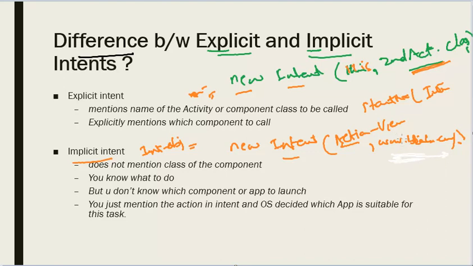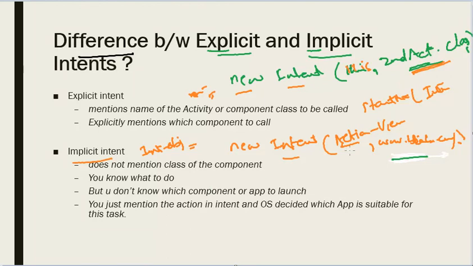In the explicit intent, you mention the name of the class that you want to call. It can be anything. It can be an activity, a broadcast receiver, or a service that you want to call, like a background service. But in the case of implicit intents, you will not write the name of the class, you will just tell what to do, and the Android operating system will decide which app to use to do this action, like calling this web page. You do not mention the name of the class or the component.